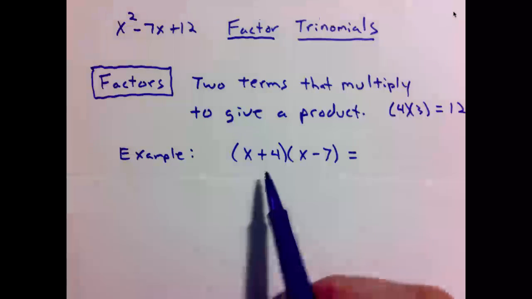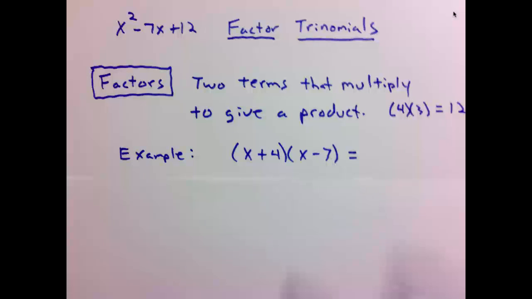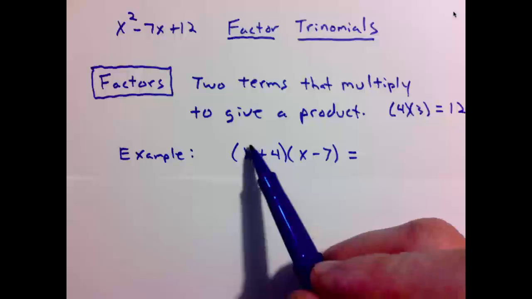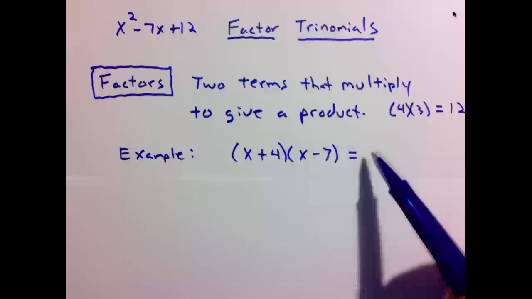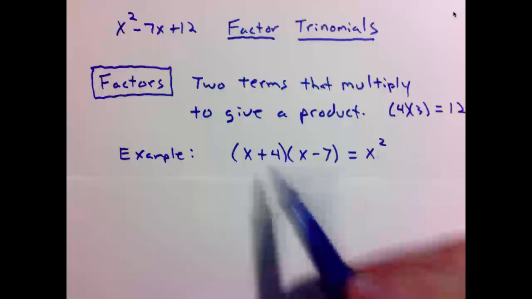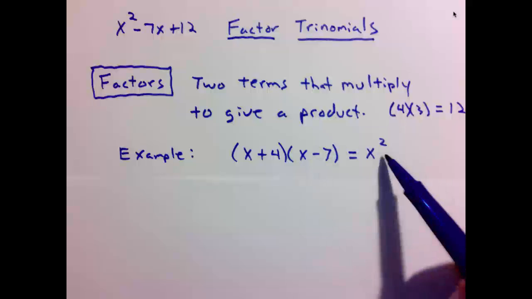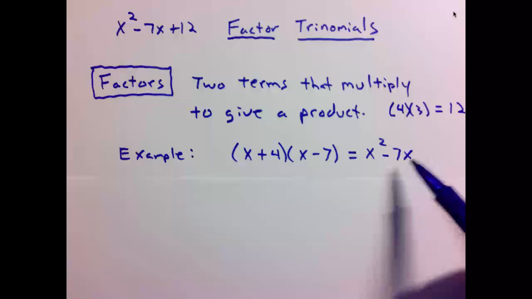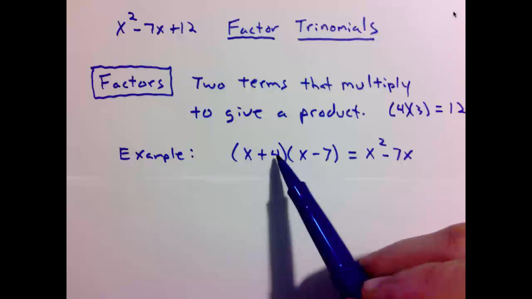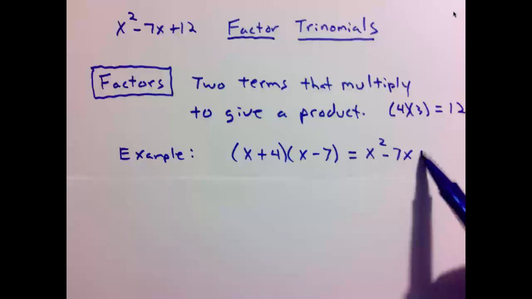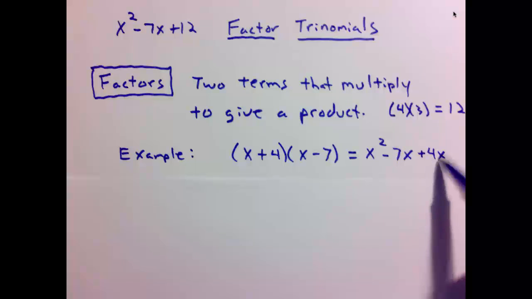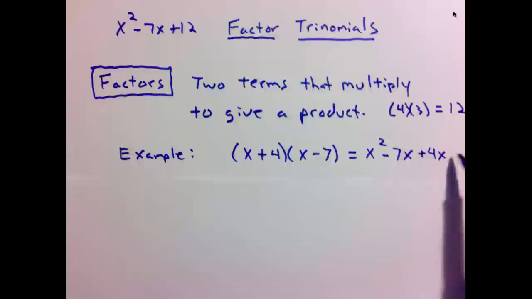An example using polynomials might be this. If we have x plus 4 times x minus 7, well, we know using the distributive property, we'll take x and multiply by x and get x squared. X times minus 7 is a minus 7x. And now I will distribute the 4. 4 times x is a plus 4x. And 4 times minus 7 is a minus 28.